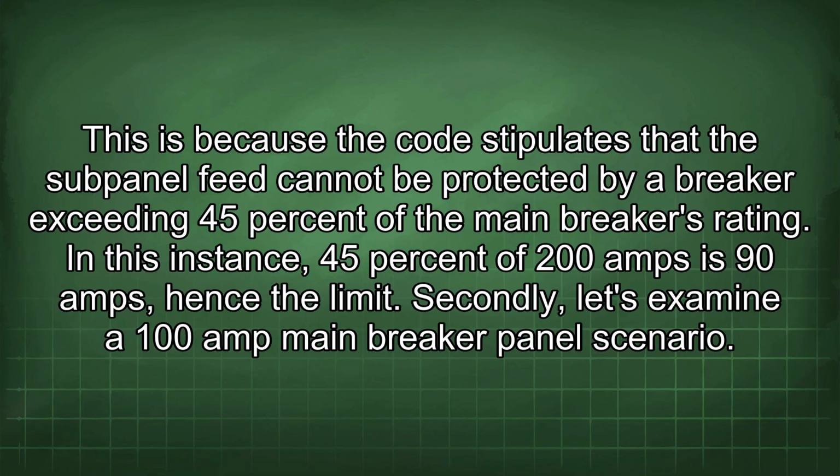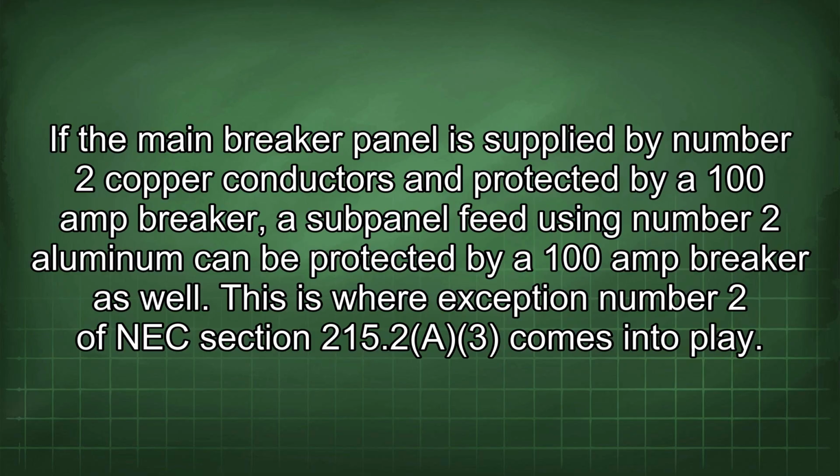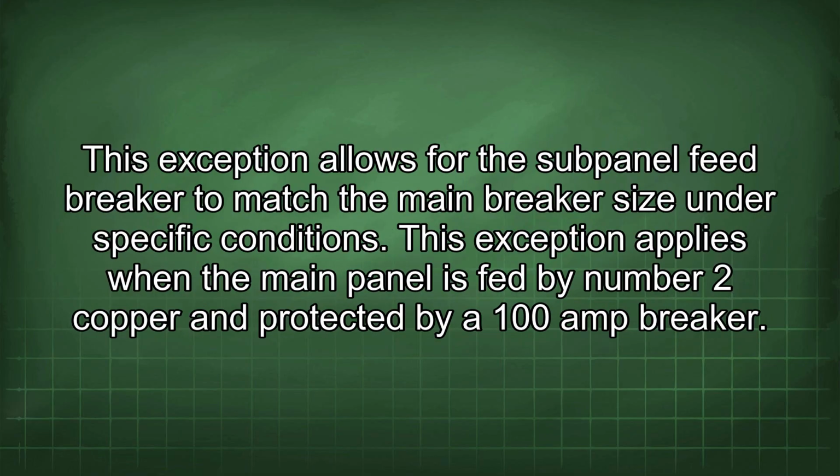Secondly, let's examine a 100 amp main breaker panel scenario. If the main breaker panel is supplied by number 2 copper conductors and protected by a 100 amp breaker, a subpanel feed using number 2 aluminum can be protected by a 100 amp breaker as well. This is where exception number 2 of NEC section 215.2(A)(3) comes into play. This exception allows for the subpanel feed breaker to match the main breaker size under specific conditions. This exception applies when the main panel is fed by number 2 copper and protected by a 100 amp breaker.